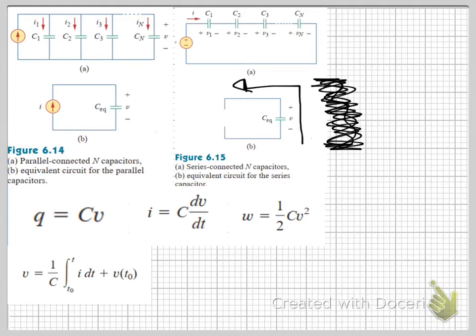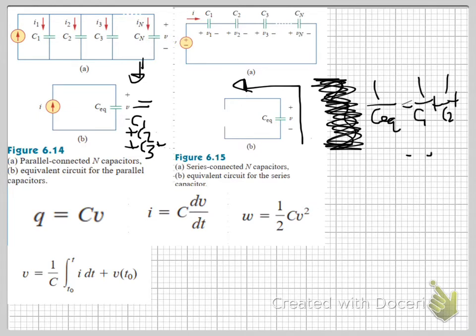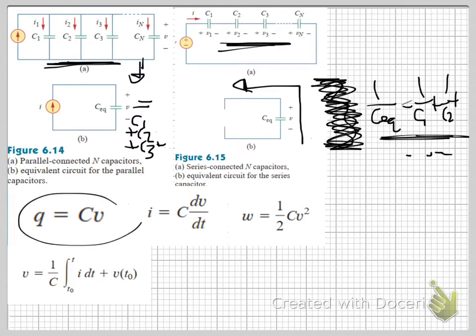The one thing that's weird about capacitors: when they're in parallel, you add them up. So C equivalent is equal to C1 plus C2 plus C3 plus whatever. And when they're in series, it's 1 over C equivalent is equal to 1 over C1 plus 1 over C2 plus, and so on. So with capacitors, when they are in parallel, to find the equivalent, you add them up as if they're series resistors. And when they're in series, you treat them like parallel resistors. Okay? And memorize these 4 formulas.